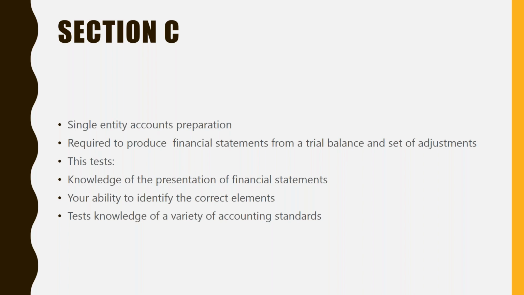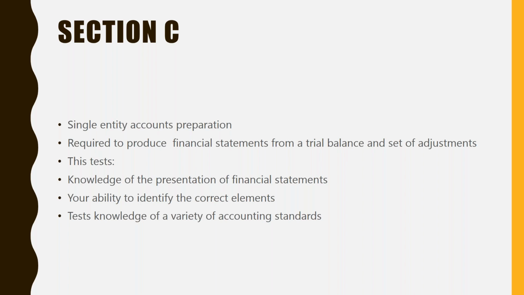So what does he try to test here? Your knowledge of presentation of financial statements. Like you start with the company, and you'll have a statement of financial position as at 31st December 2018 or 2017: assets, non-current assets, and then current assets, total assets, equity and liabilities, equity, and then non-current liabilities, current liabilities, total equity and liabilities. So presentation of financial statements, if that was the statement of financial position. Able to identify the correct elements, test your knowledge of a variety of standards.